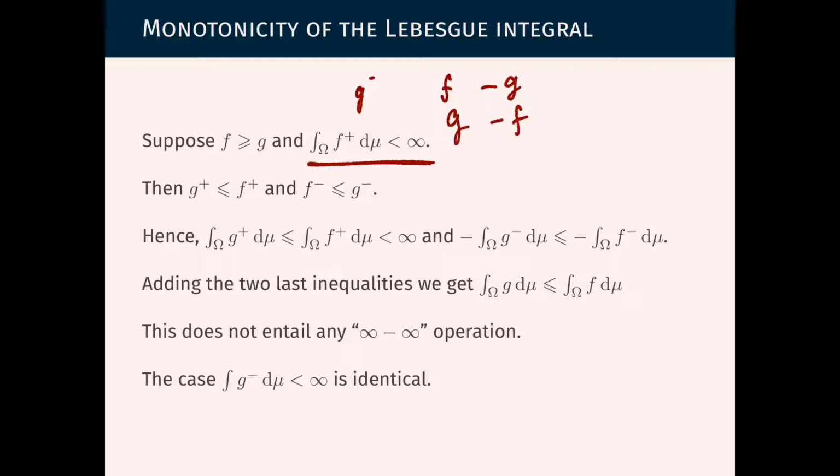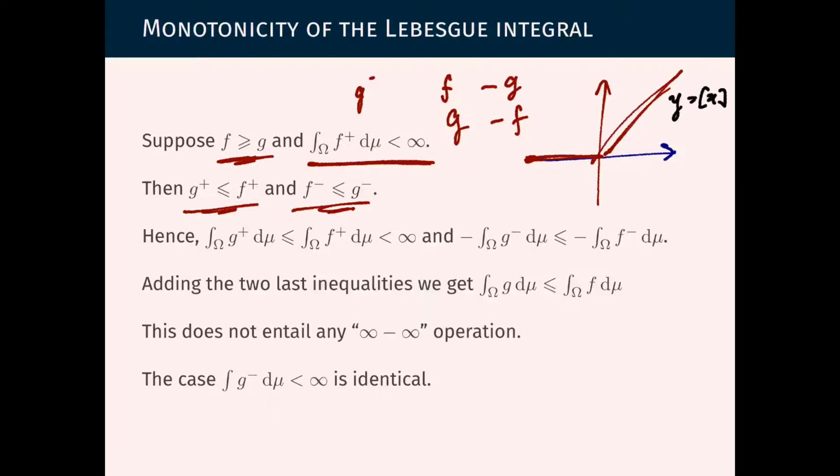Now, we're assuming f is larger than g, and that means the positive part of f dominates the positive part of g, and the negative part of f is dominated by the negative part of g. To see that, we just need to see what the positive part of something is. This is the graph of the function y equals positive part of x. It is a non-decreasing function, and this would be the graph of y equals negative part of x. So this is a non-increasing function.